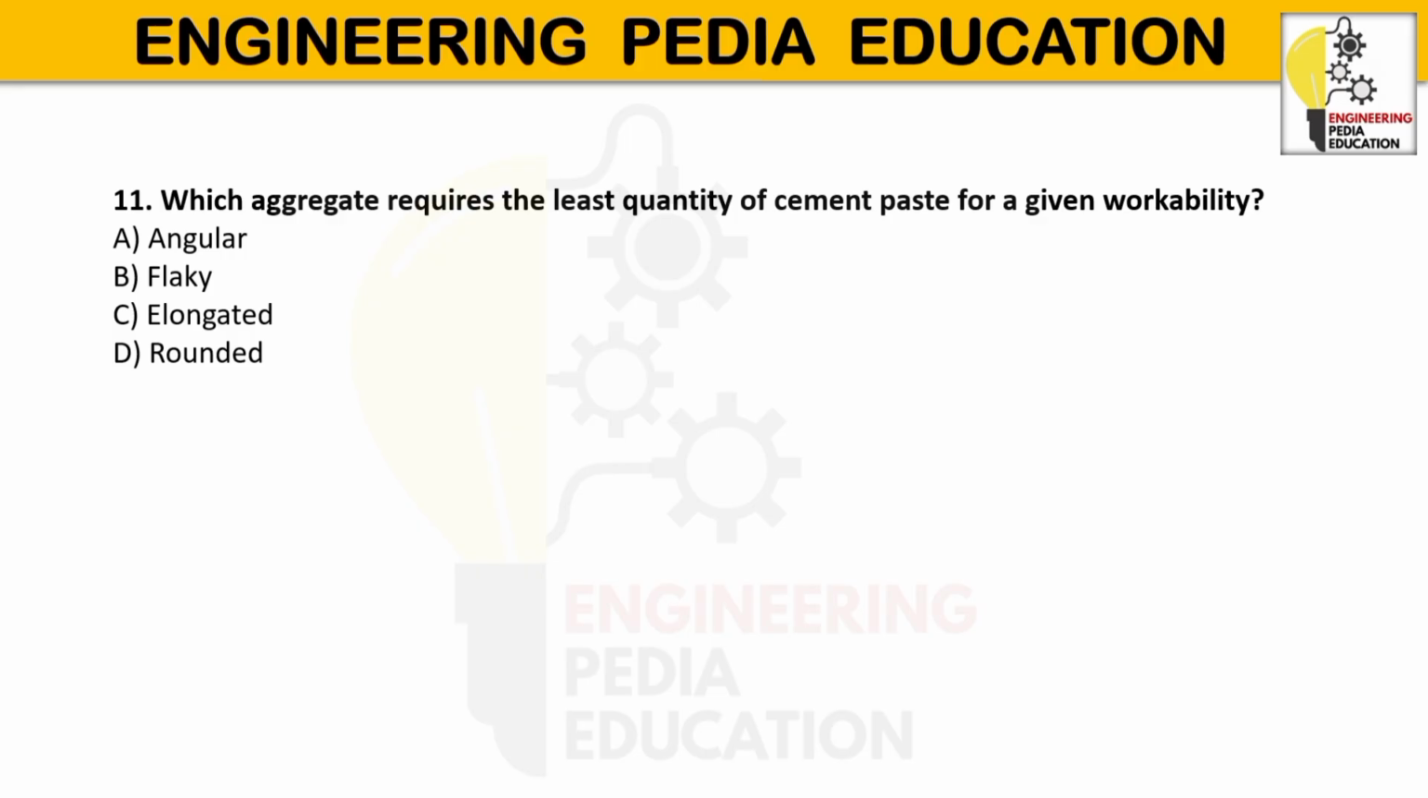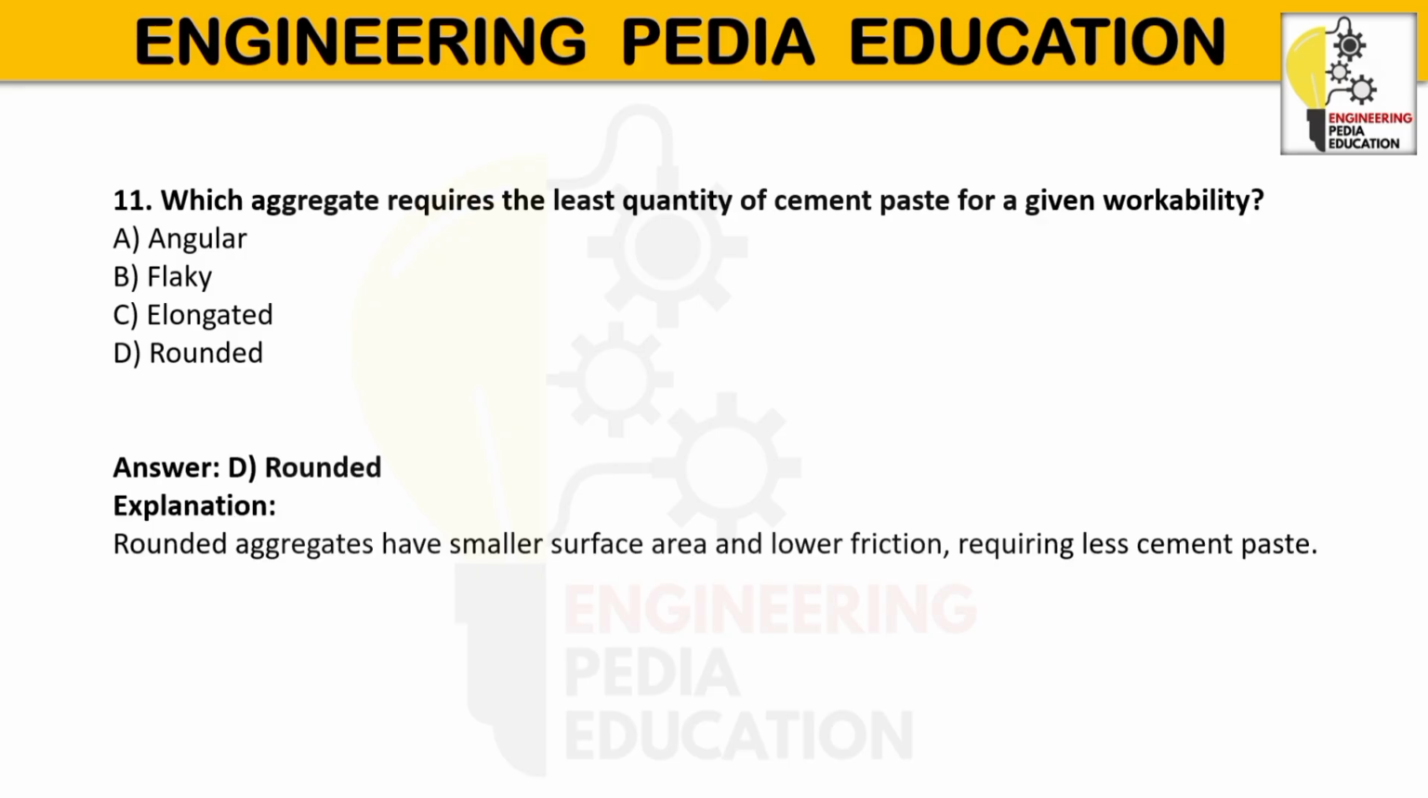Which aggregate requires the least quantity of cement paste for a given workability? Options: angular, flaky, elongated, rounded. So the correct option is rounded. Rounded aggregate have a smaller surface area and lower friction, requiring less cement paste.